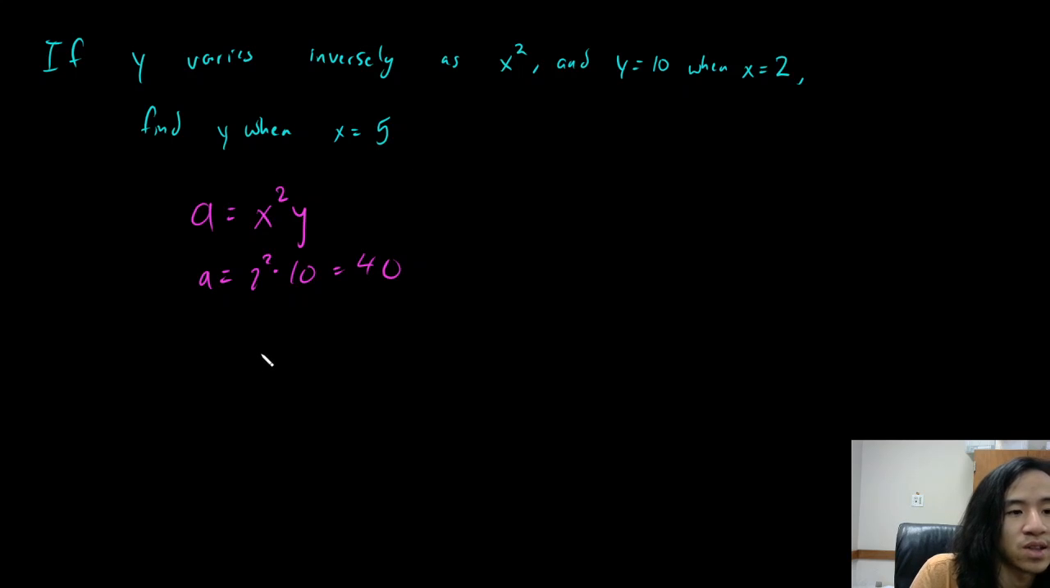Find y when x is equal to 5. So we know what a is, that's 40, and x squared is going to be 5 squared times y. So this is equal to 25y. So y is equal to 40 over 25, which is going to be 8 over 5.